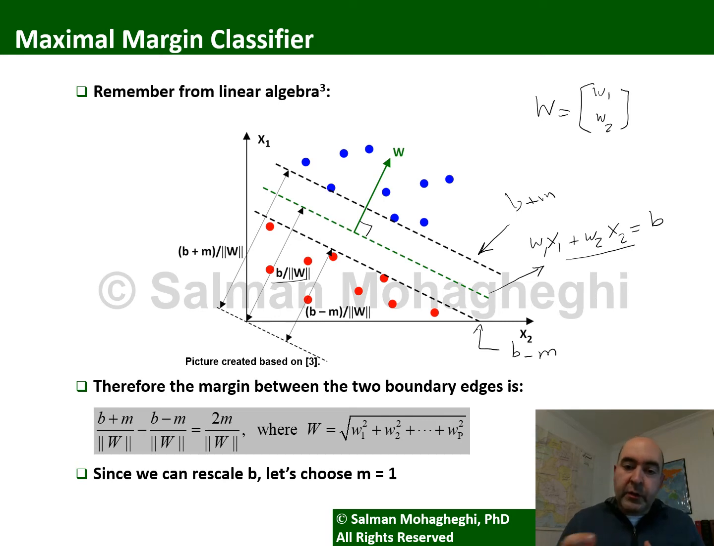So the margin between the two boundary edges would be this distance, which is B plus M divided by the norm of W, minus this distance, which is B minus M divided by the norm of W. If you simplify this, it will be 2M divided by the norm of W. Because we can always normalize and rescale our observations, let's assume for simplicity we can do that so that M becomes 1. So the distance between the two edge margins, the edge lines, would be 2 divided by the norm of W.